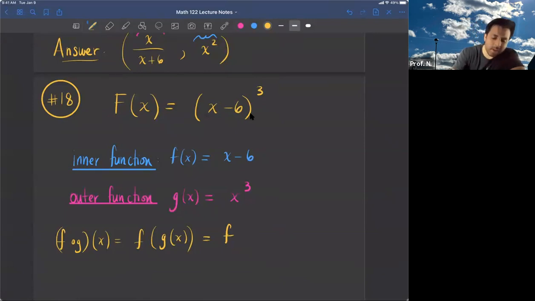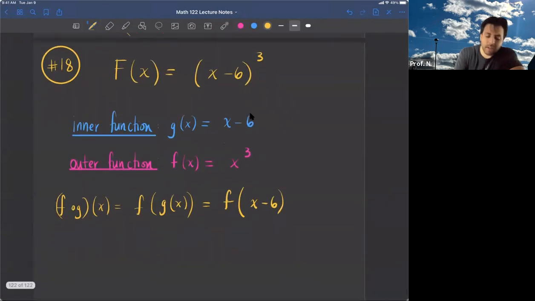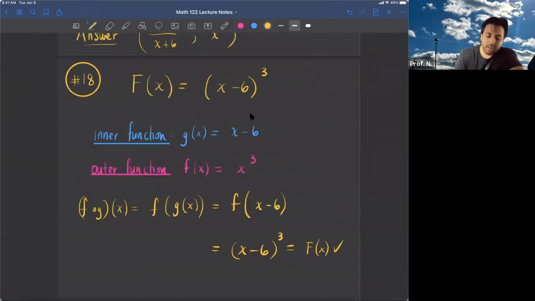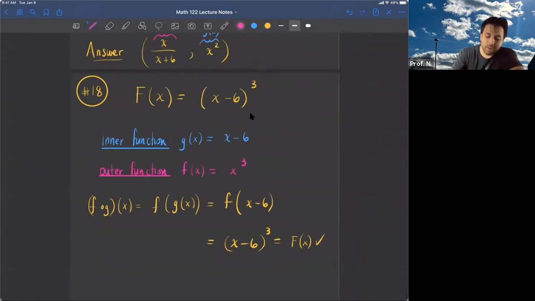Pardon me. So sorry, I should switch the letters here. The inner function is g of x, and the outer function is f. So then the outer function is f, the inner is g. When I apply the inner function, I'm plugging x minus 6 into the function x cubed. So what do I get? I get x minus 6, whatever that is, I'm going to cube it. So this is exactly f of x. That's why the decomposition of functions are these two functions.